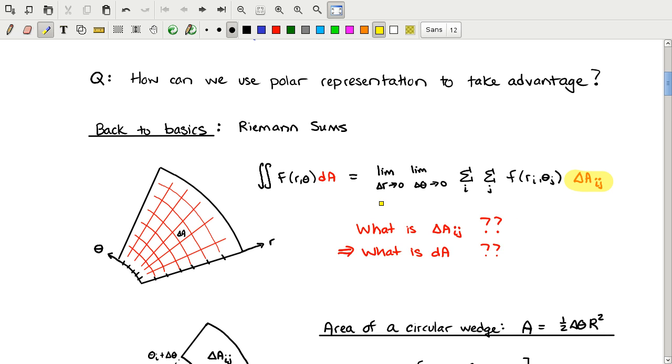So all of this bit here looks exactly like we would expect, a sum over small intervals in R and theta. The only thing we need to answer is this part here. What is delta A ij in terms of R, theta, delta R, and delta theta? And of course, once we figure that out, then in the limit, this delta A notation will turn into a dA notation. So these are really equivalent questions. What is delta A ij? Or in the limit as delta R and delta theta go to 0, what is dA?